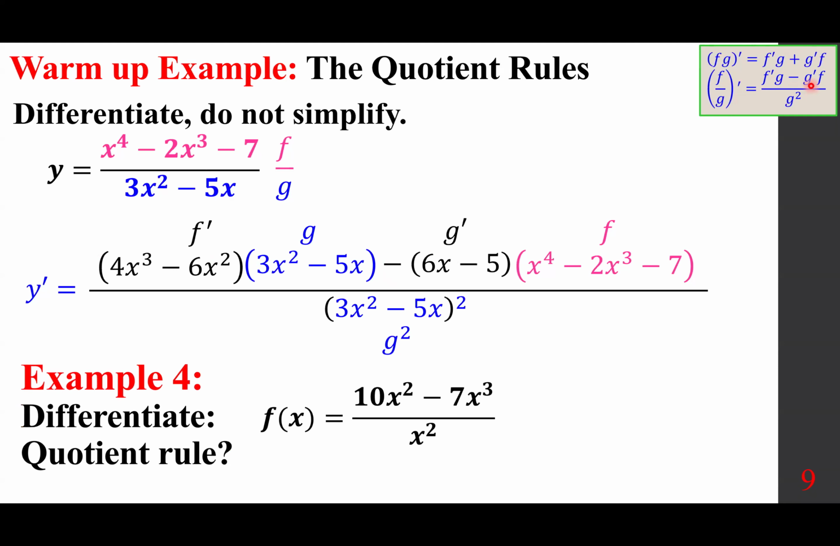f of x is 10x squared minus 7x cubed over x squared. So I have to use the quotient rule? In this case, I don't have to, and if I tried to avoid it in other cases, it probably doesn't work or it makes it more difficult. This one I don't have to. I make up two fractions. Divide, you get 10. Then divide, you get minus 7x. So make up two fractions. The derivative is simply negative 7.